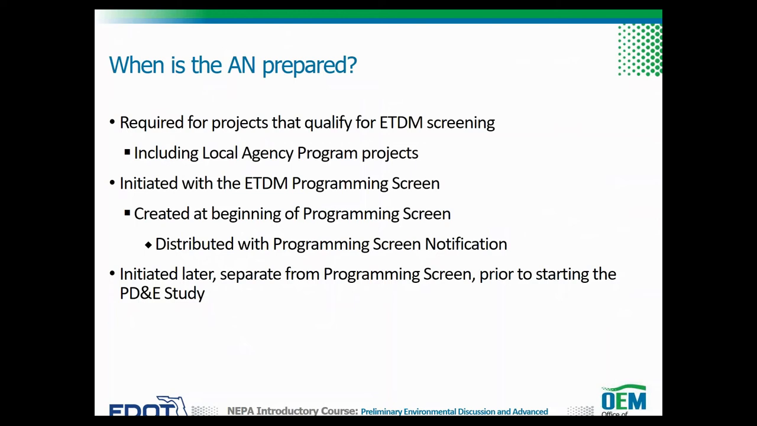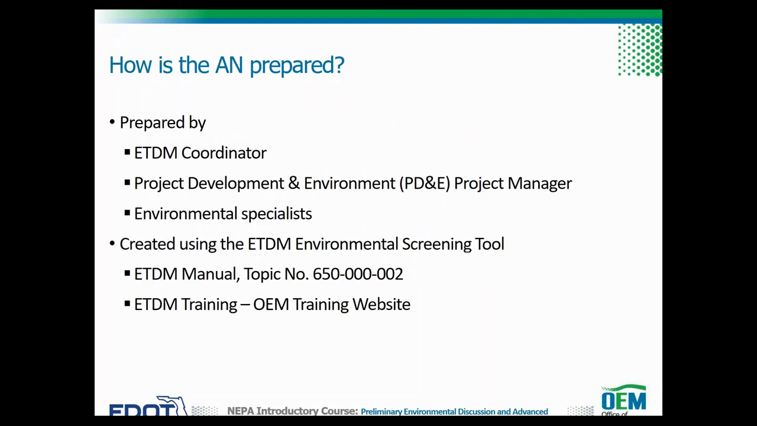When is an AN prepared? If a project qualifies for ETDM screening, an advance notification is required. Please note this includes local agency program or LAP projects. The AN is normally initiated with the ETDM programming screen. It is created at the beginning of programming screen and distributed with programming screen notification. However, the AN can also be initiated later, separate from the programming screen, prior to starting the PD&E study.